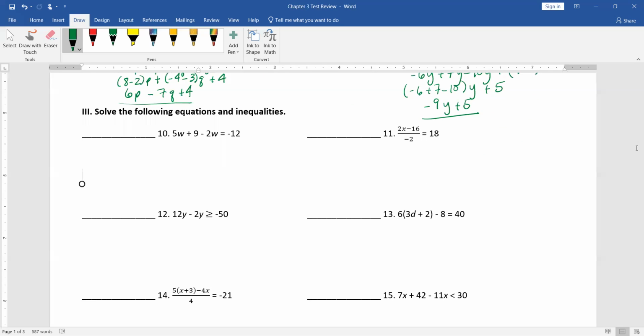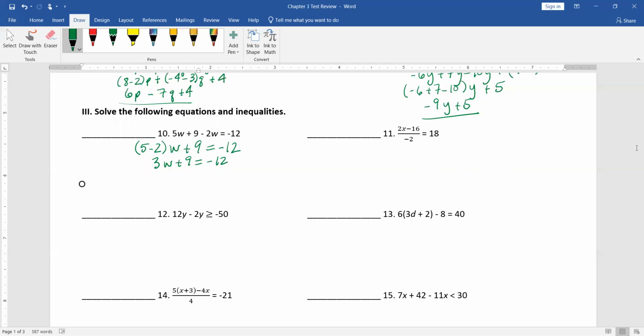Okay, so for the first one, number 10, we have 5w plus 9 minus 2w. It looks like we need to combine like terms here. I'm going to eliminate some of those baby steps and just show you what we do with the two like terms, 5w and negative 2w. So it becomes 5 minus 2w. I factored out the variable, and so this becomes 3w plus 9 equals negative 12.